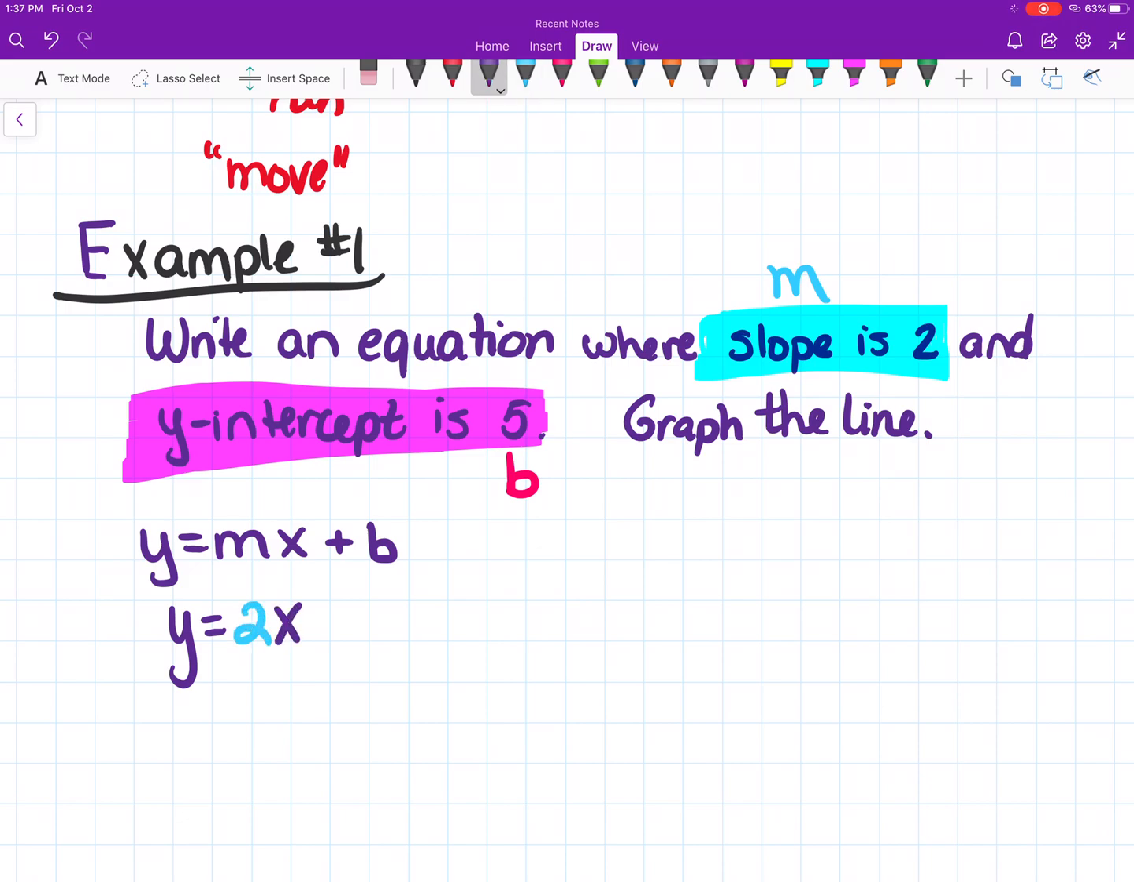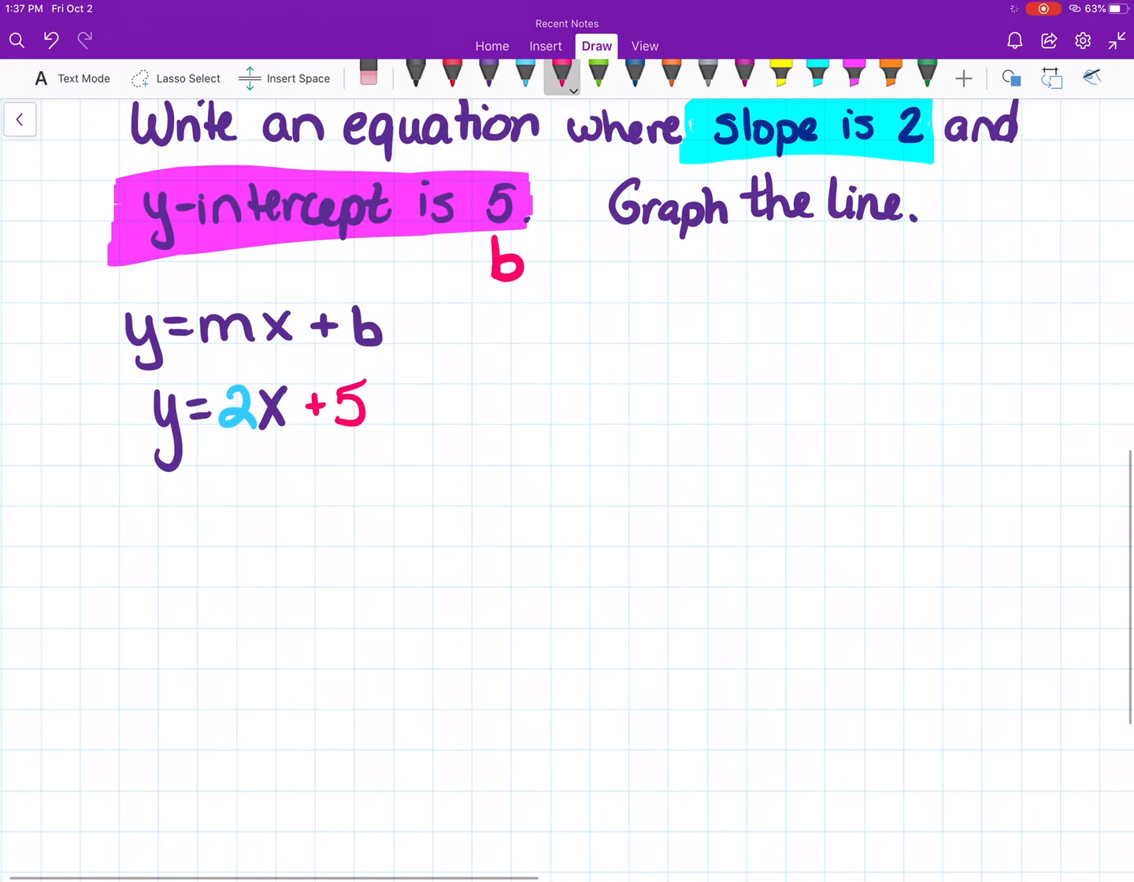Notice we're leaving the y and the x. That's part of the equation. And B is 5. There it is. Okay, well that's not too bad. You just have to know which parts to fill in. Now it's time to graph.